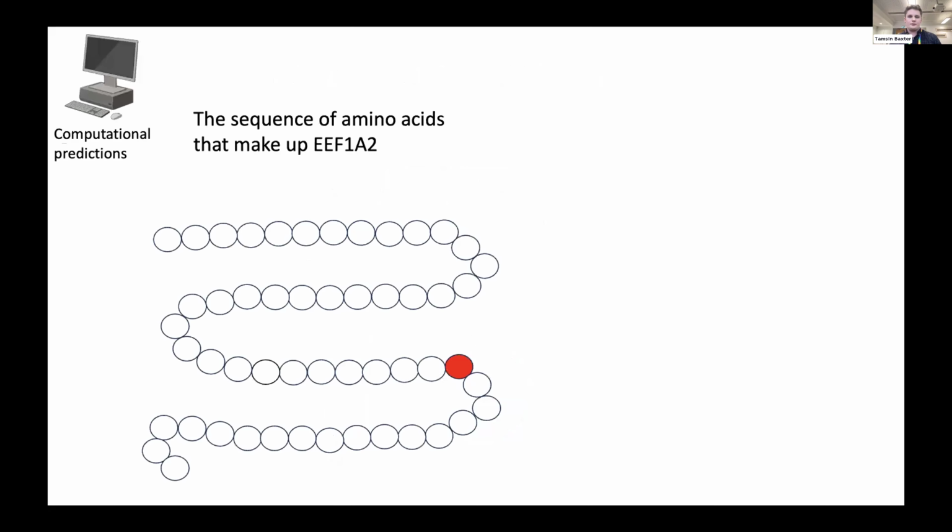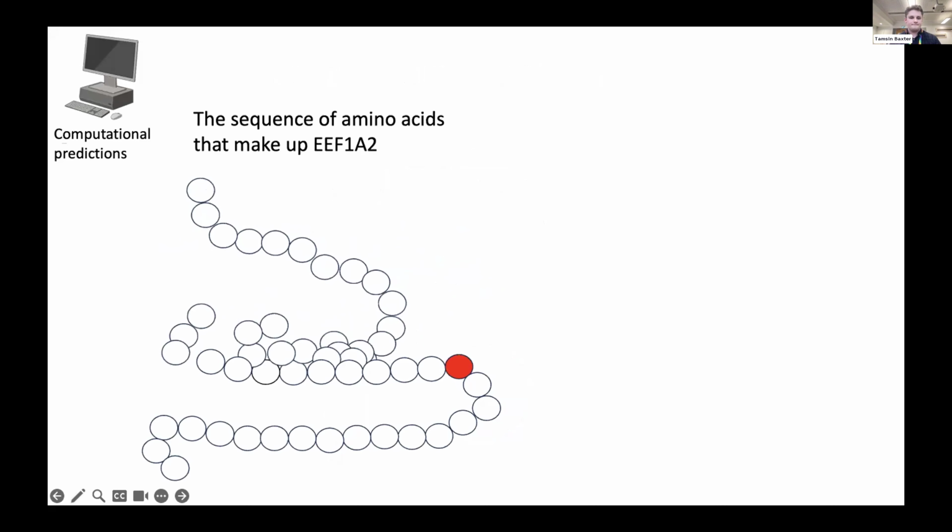So how might this be useful? We know that certain parts of the EEF1A2 protein are particularly important for its function. Knowing where a mutation is and what it's nearby can be a really useful way to predict what effect the mutation might have. We show the EEF1A2 protein as the amino acid sequence here, but this is an oversimplification, as in cells this string of amino acids is folded into a three-dimensional structure, like so.